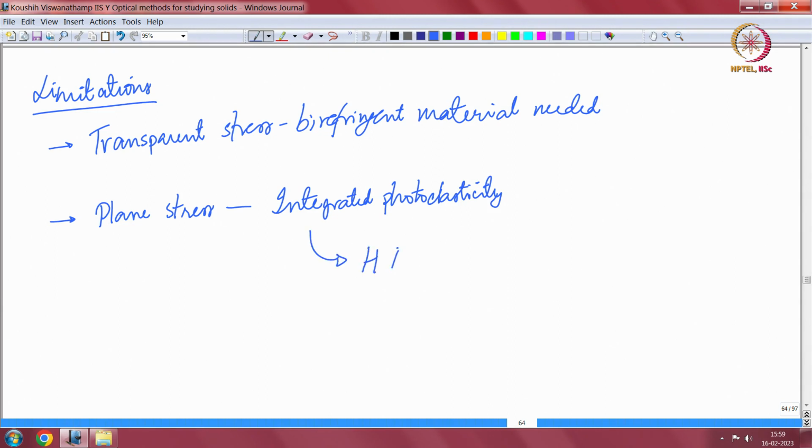One very classical reference is this book by H. Aben, called Photoelasticity of Glass. Aben was one of the pioneers of this technique of integrated photoelasticity. So to some degree you can get rid of this plane stress limitation, even though there are some assumptions that you have to make, you can still work around it.